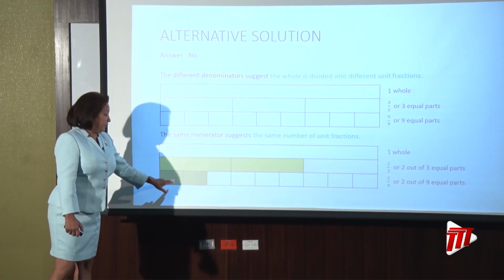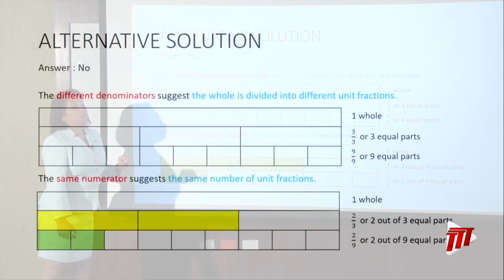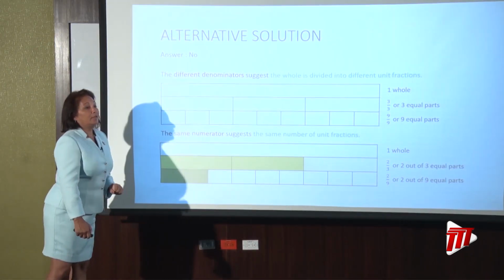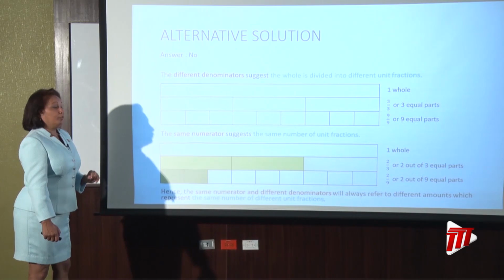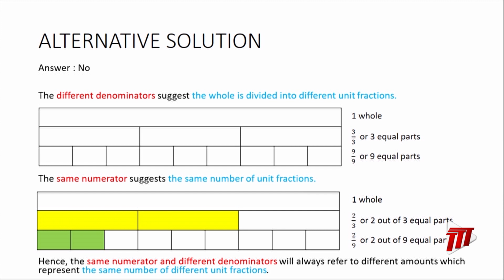If I'm counting 2 of these fractions here, these are ninths, so I'm counting 2 ninths. So I'm counting 2 here, I'm counting 2 here, but clearly they are not the same because I have divided this into many more parts than this one. So the same numerator and different denominators always refer to different fractions because they are different numbers of parts that you have divided the whole into. You are counting the same number of parts, but the size of the parts will be different because you have divided them into different numbers of parts. Okay.